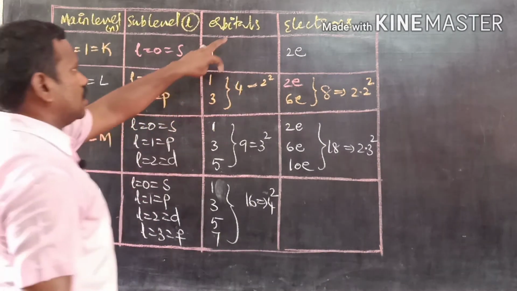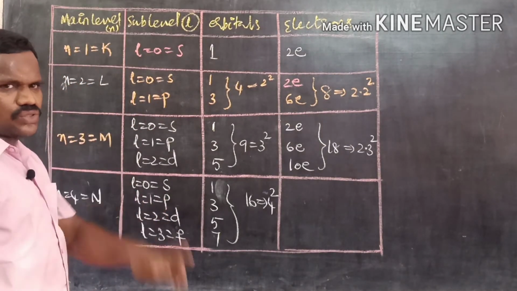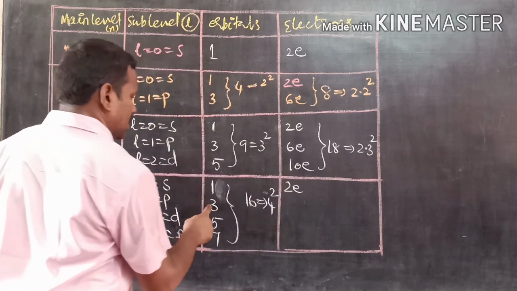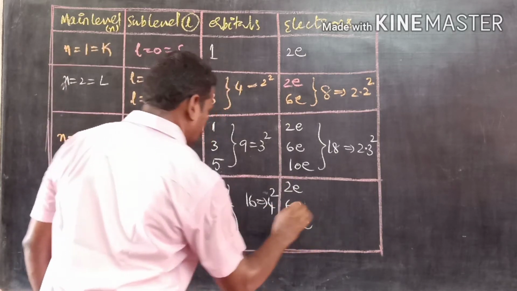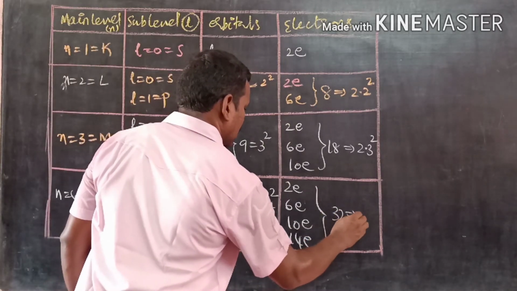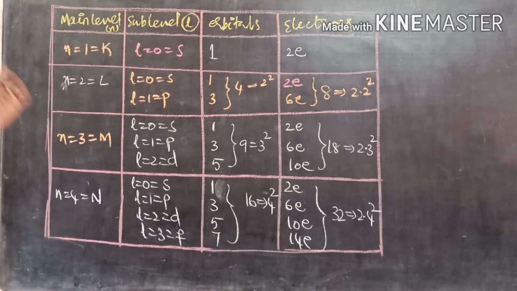Now we already said that orbitals are accommodated with electrons. Each orbital accommodates 2 electrons. So one orbital, 2 electrons; 3 orbitals, 6 electrons; 5 orbitals, 10 electrons; 7 orbitals, 14 electrons. The total is 32. It can be written as 2 into 4 squared. These are all the models we already gave earlier. That means main levels are divided into sublevels, sublevels are divided into orbitals, and orbitals can accommodate electrons.